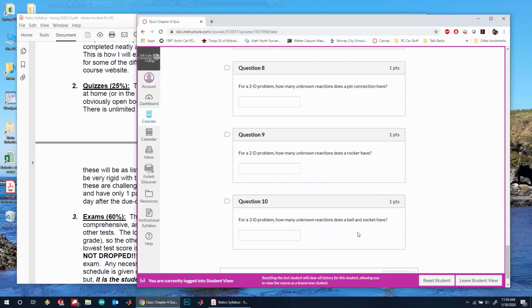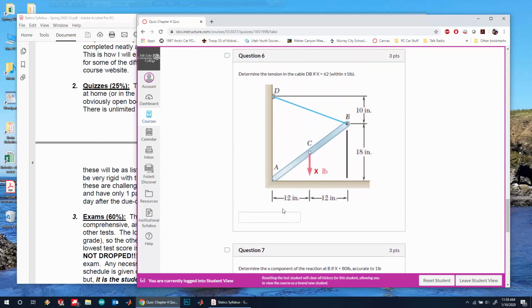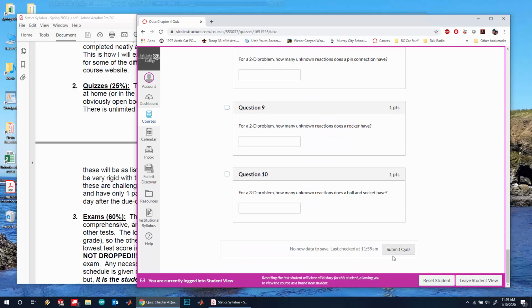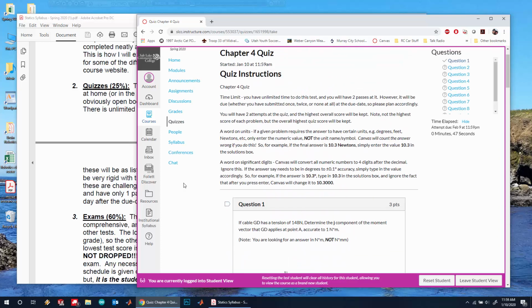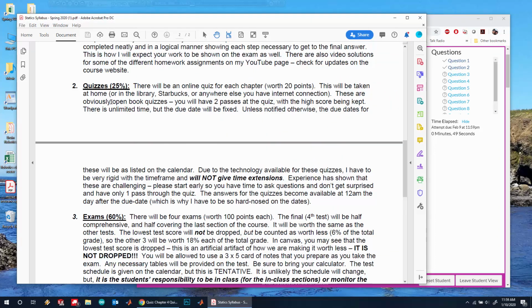When you come into here, you can come and go as much as you want. The key is that you don't submit. As soon as I hit submit, boom, it's going to submit it, it's going to grade it, and that's going to be one of your submissions. But you can come and do this as often as you want. So I would strongly suggest early in the chapter, bring up the quiz, start looking at it, seeing how things go.